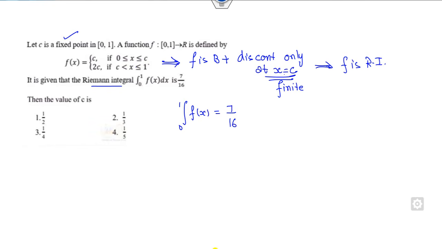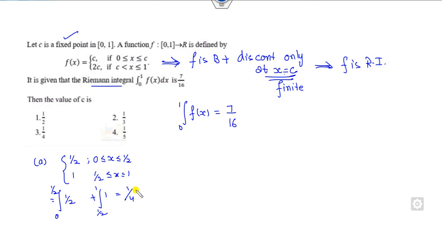Now it's very simple. I can take the options. Look at that. If I take the first option, the function becomes half and 1, on 0 to 1 by 2 and half to 1. I can check whether the integration is 7 by 16 or not. So what is the integration of this? Half on 0 to 1 by 2, and 1. It is 1 over 4 plus 1 over 2, which is not equal to 7 by 16.